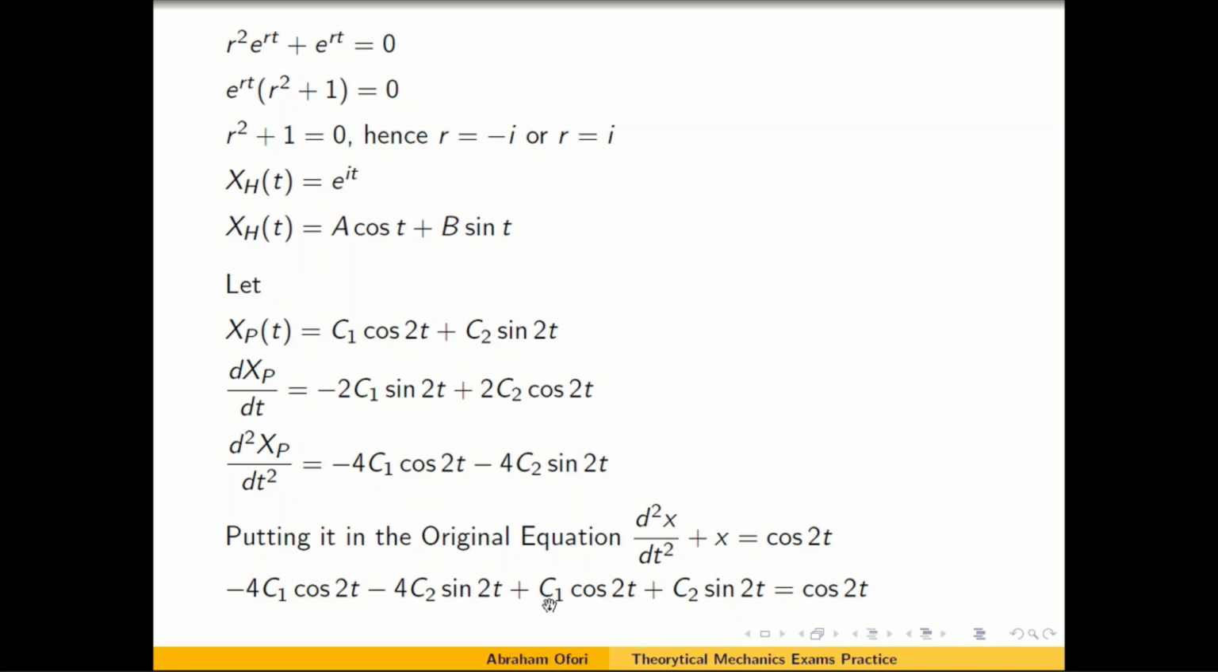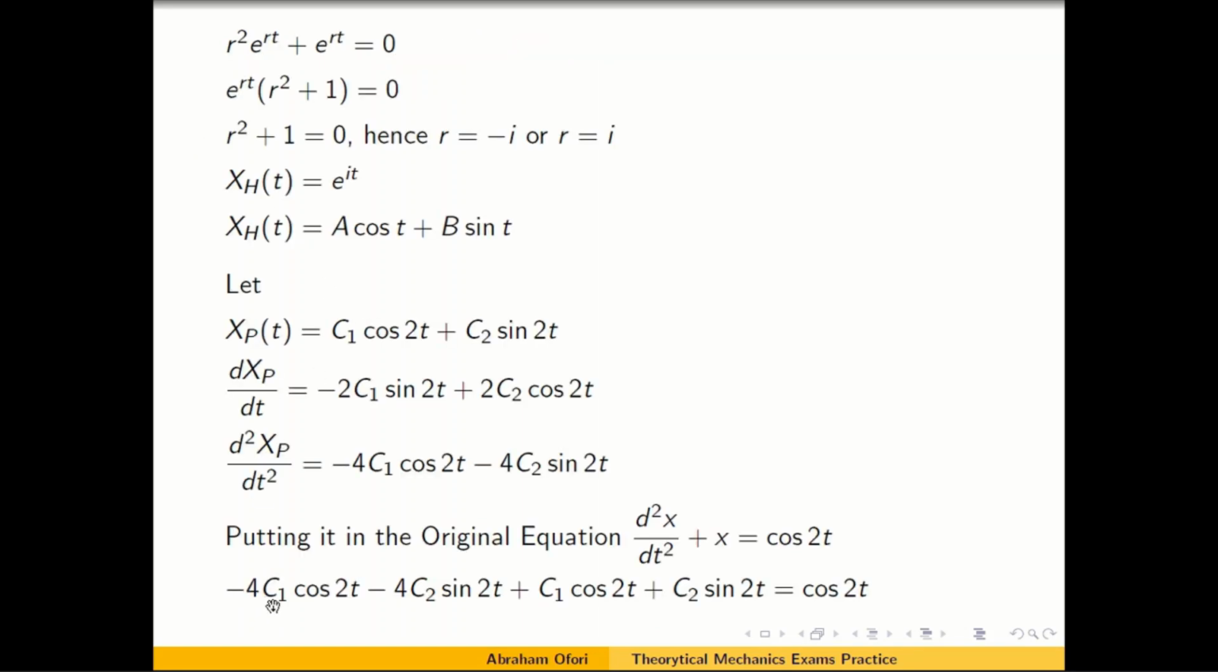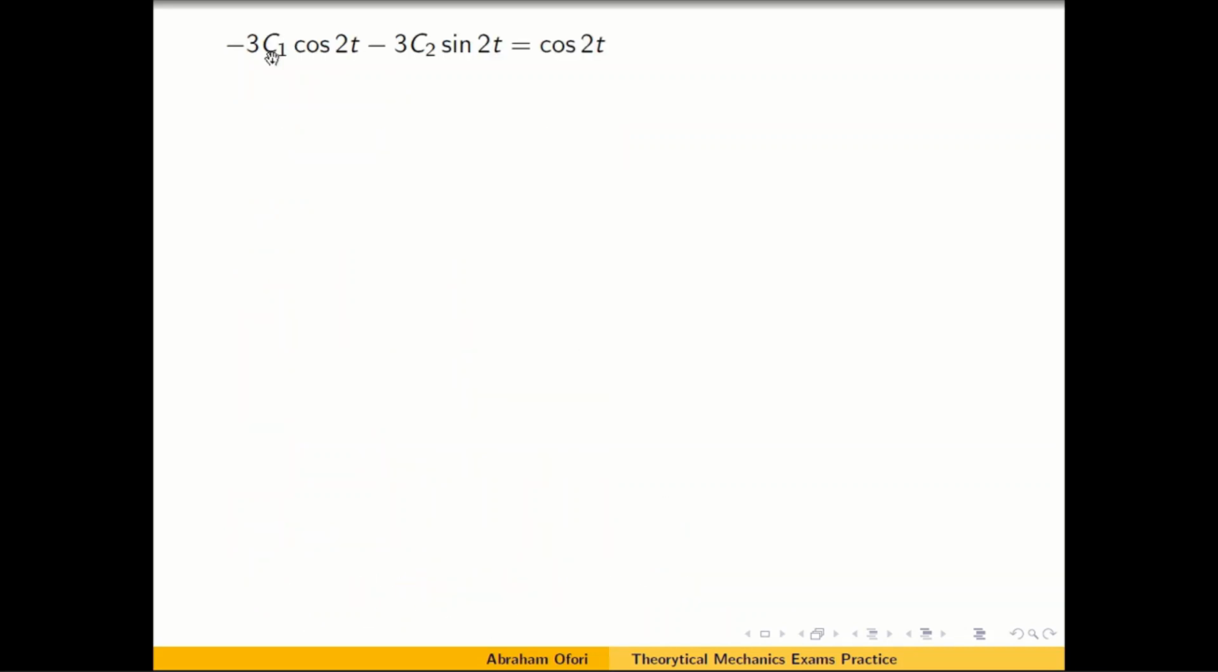Then you compare coefficients. After doing the summation, there's a negative 4 c1 cos 2t plus c1 cos 2t, so I can combine this and get negative 3. The same thing happens to the sine. So I get negative 3 c1 cos 2t minus 3 c2 sine 2t equals cos 2t. Now I just compare coefficients. There is no sine component on the right side, so I compare coefficients on both sides.